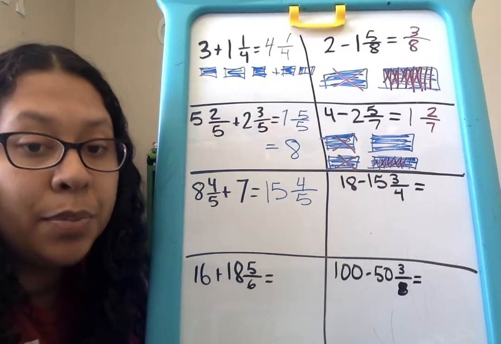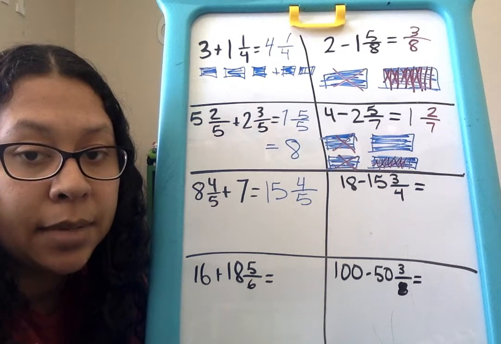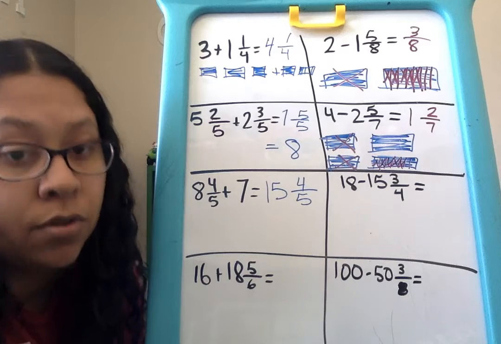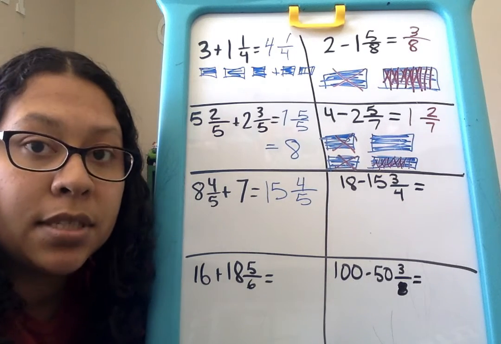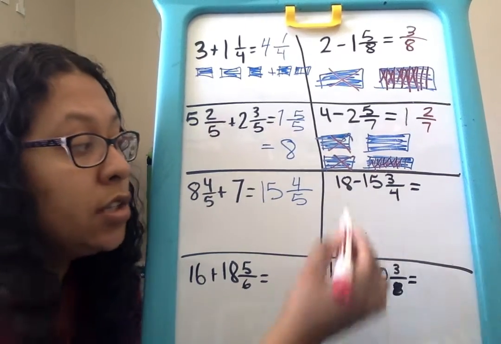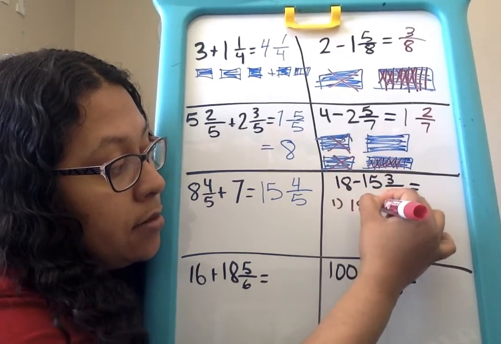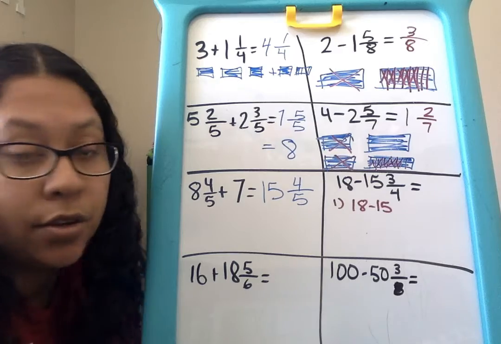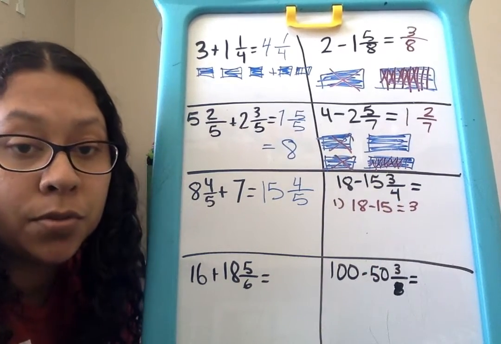So this one, because it's a bigger number and I don't have enough space on your Classkick assignment to draw 18 holes and take away 15 holes and then take away another 3/4, we're doing this in different steps. So first, we're starting with taking away the holes. So we have 18 minus 15. So here's the first step. 18 minus 15. You can do that. So if we have 18 and we take away 15, that gives us left over 3 holes.